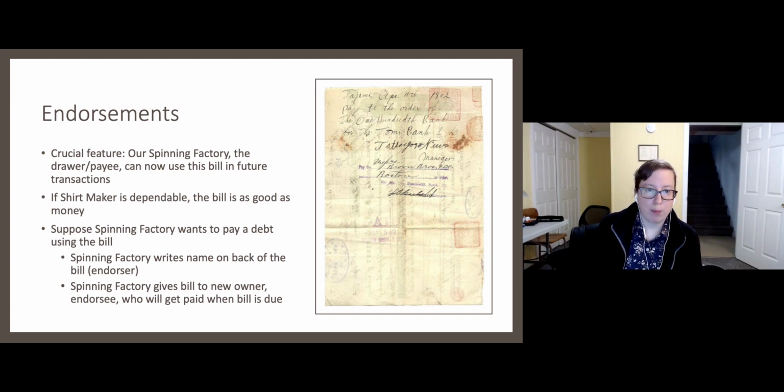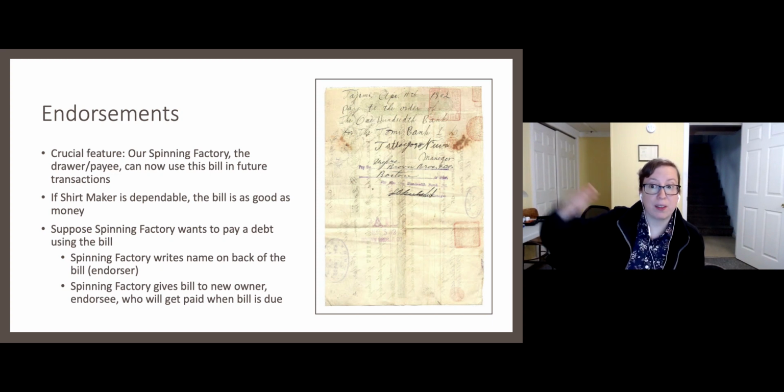We've just outlined our example of a shirt maker that needs to move money from the future to the present by using a bill of exchange in order to obtain yarn from a spinning factory. The spinning factory now holds this bill of exchange and can use it like money in a variety of ways. First, the spinning factory, who is our drawer or payee, can use this bill in future transactions by endorsing it and passing it on to someone else. The endorsement will say, I give up my right to be paid and I'm giving it to somebody else.